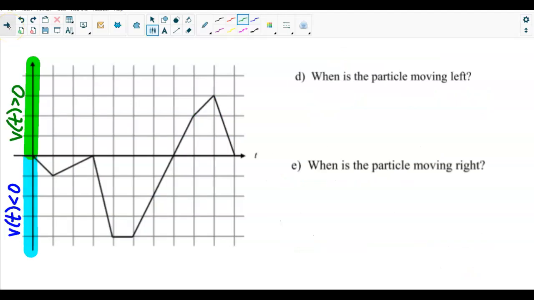Okay, so actually, when is it moving left and right? Well, it moves left when velocity is less than 0 or when velocity is negative. Those are saying the same thing. So what's tricky here is, I drew this before. We have to be careful because we said we were stopped at time of 3 and time of 7. So the way we write this, we are moving left.